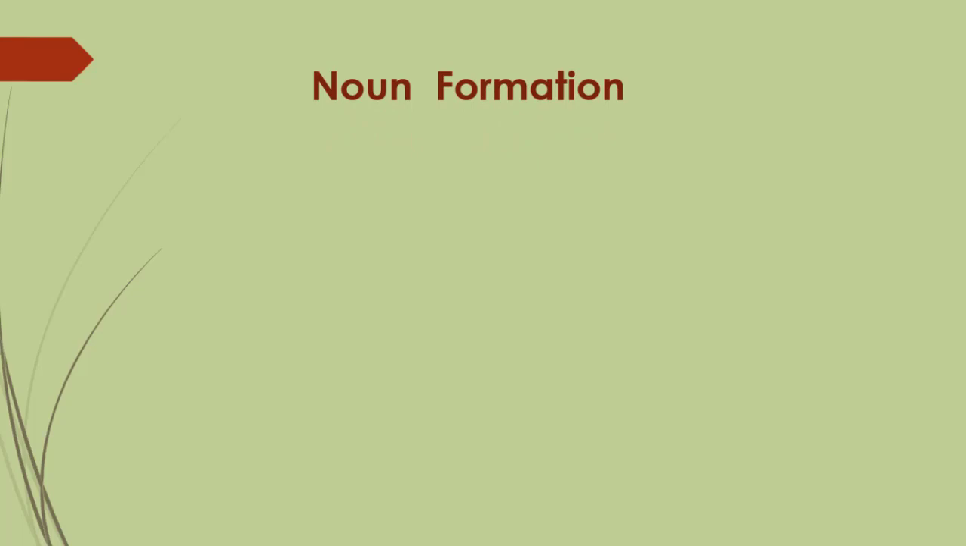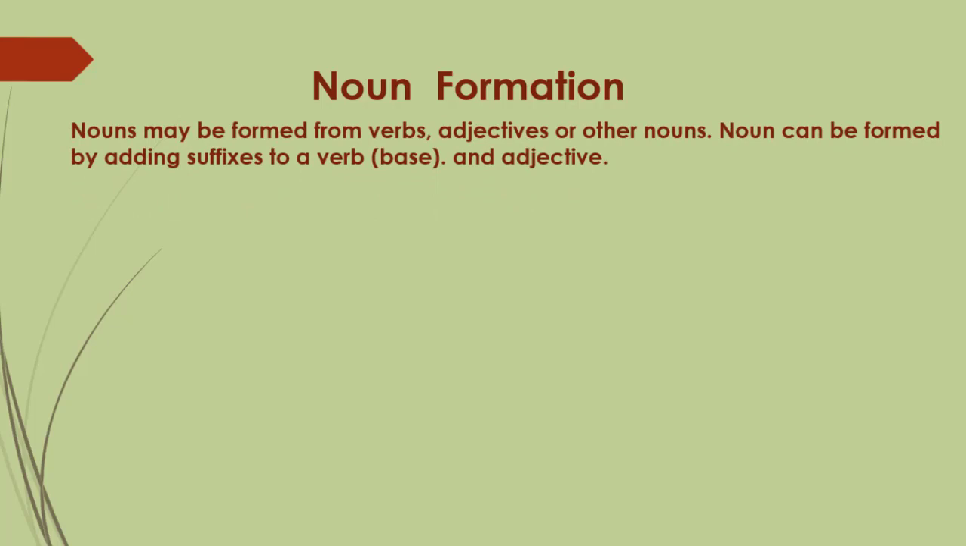As you know that nouns are the naming words. Noun is the name of a person, place, thing or any idea. And nouns can be formed from different words. Nouns may be formed from verbs, adjectives or other nouns. Nouns can be formed by adding suffixes to a verb base and adjective. Let's see some examples of how nouns are formed from verbs.